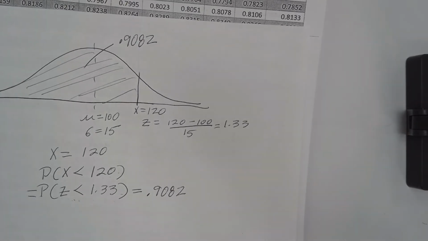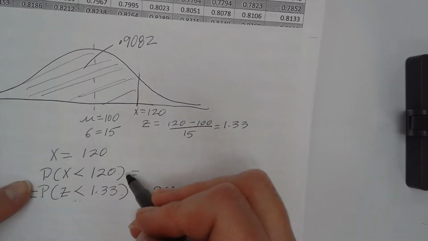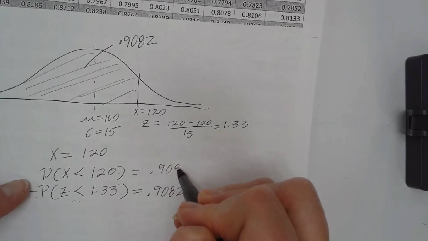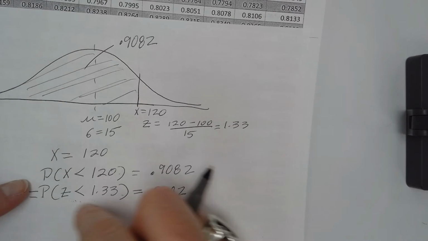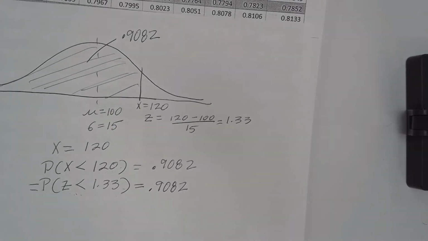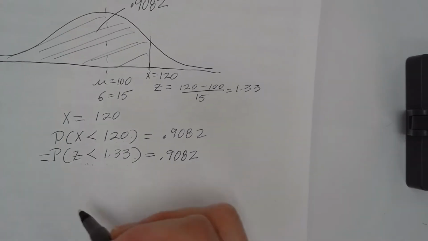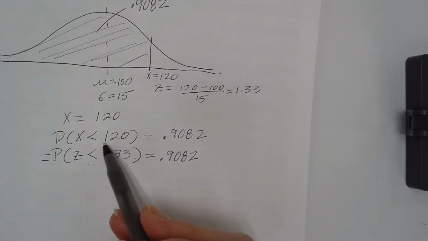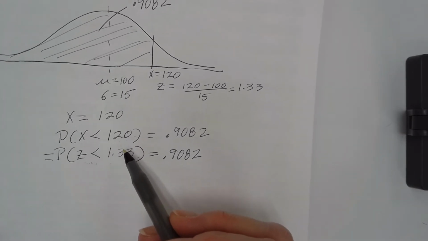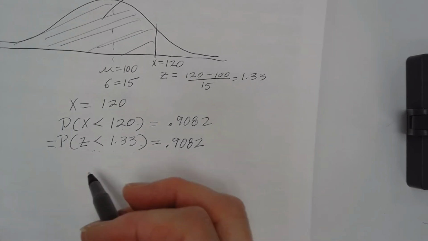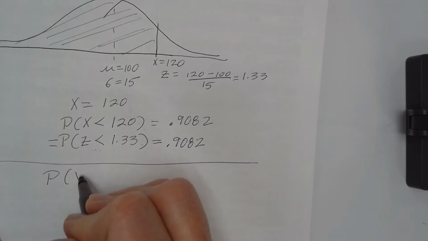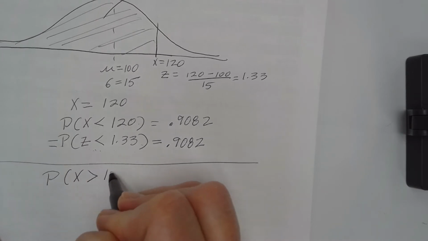Okay? Which is the same as the probability that x is less than 120. Any questions on that using the table? Okay, so let's say this is the probability that a person has less than 120 IQ score. Let's see what is the probability that a person's IQ score is greater than 120.